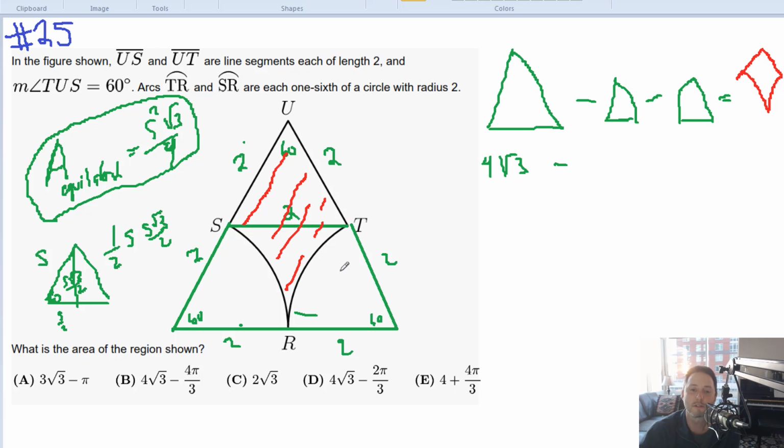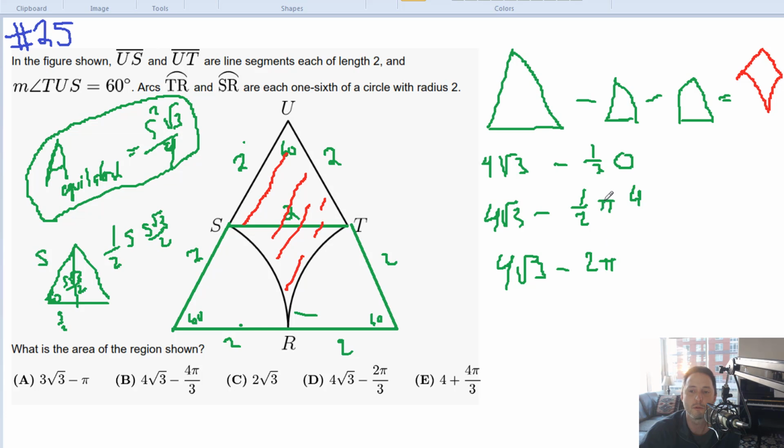Now, this is 1/6 of a circle. This is 1/6 of a circle. So really 1/6 plus 1/6, we're going to subtract 1/3 of the area of a circle. So 4 square roots of 3 minus 1/3 pi r squared. R is 2. It's just going to be 4. Okay? So it's 4 square roots of 3 minus 2 pi. And that should be 1.